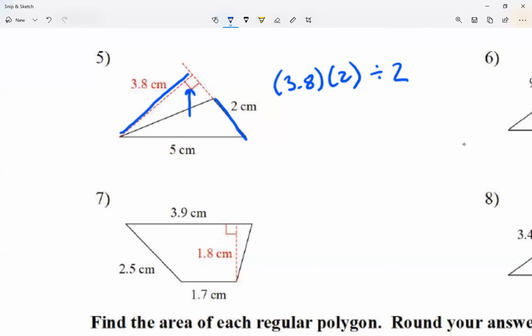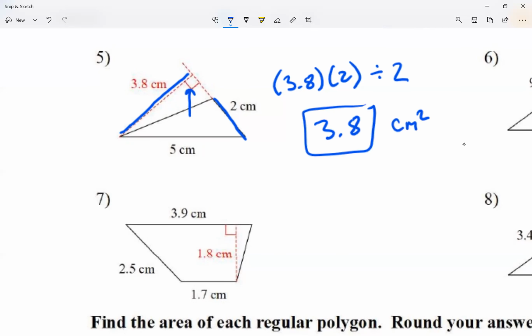All right, I know 3.8 times 2 is 7.6. 7.6 divided by 2 is 3.8. If we're interested in measurements, it's centimeters squared. But in my case, I'm interested in just the number, just 3.8.